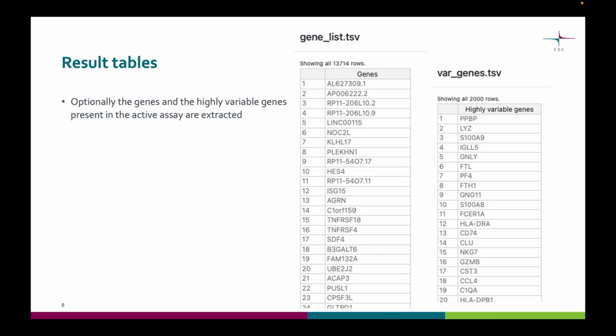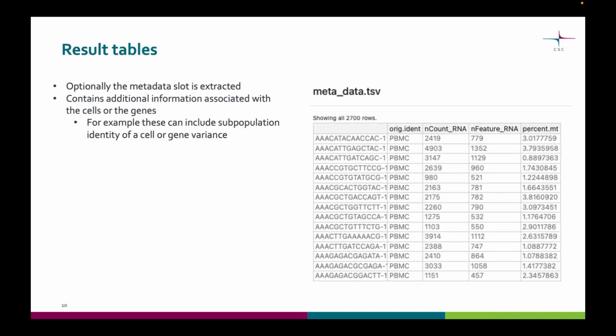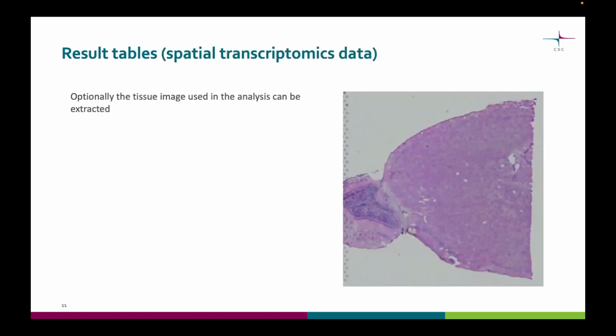For example, if you have already run the SCT transform for the object, you will get a list of the filtered genes and not the ones in the raw data, which are stored in the RNA assay. Furthermore, you can choose to produce a table of the metadata data frame containing additional information associated with the cells or the genes in the object. These can include, for example, the subpopulation identity of a cell or gene variants. And in case you have spatial transcriptomics data, you can also extract the default tissue image stored in the object.